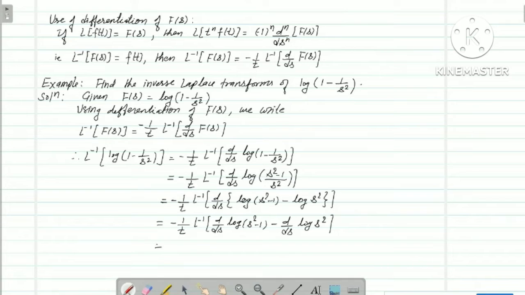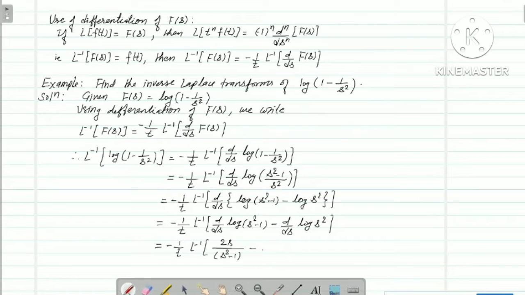Now take the derivative of the function. So this is equal to negative of 1 upon t L inverse of, take the derivative with respect to s. So this is 1 upon, the derivative of log x is 1 upon x, but this is not x, this is s square minus 1. So we will take the derivative of s square minus 1 again, and the derivative of this is 2s. So the whole thing is 2s by s square minus 1, and minus, now the same thing here.